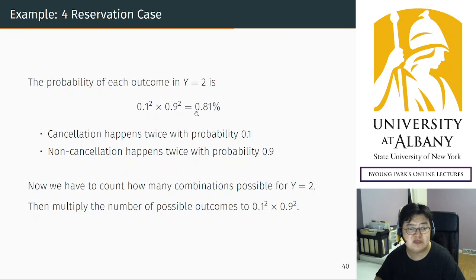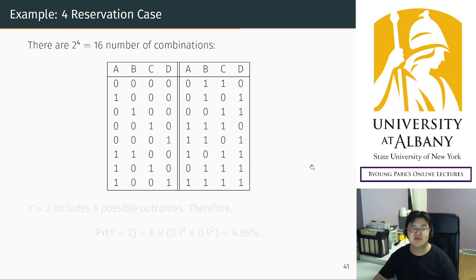And then in the end, it's 0.81%. So this is the probability of a single outcome. But you have to calculate how many possible outcomes there are. How many outcomes are included in your event, Y equals 2? So we have to count the total possible outcomes included in this event, and it is not easy. So we are going to list all the possible outcomes first. It is not easy when you have four reservations.